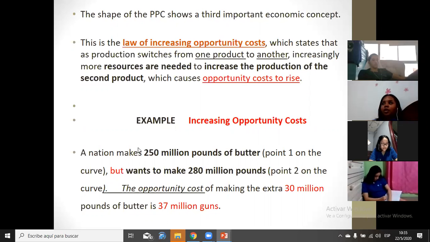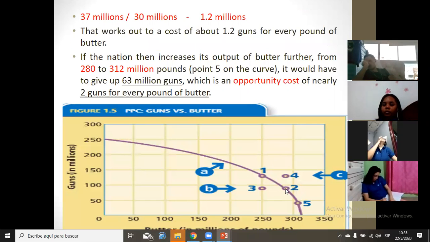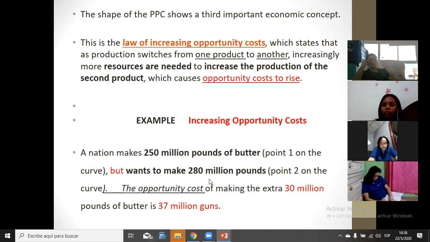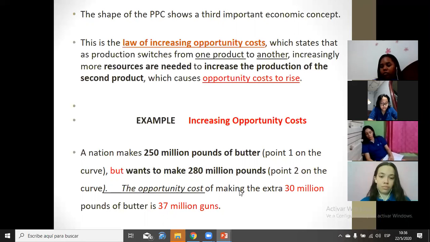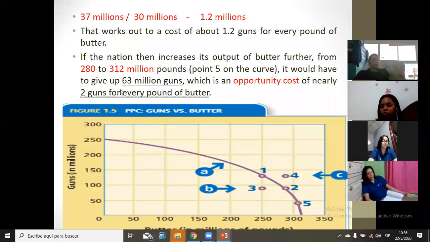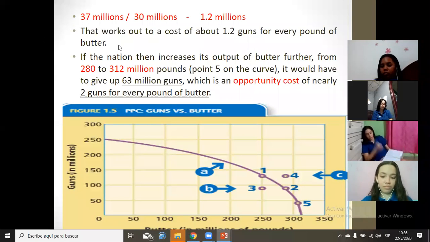Now over here, there's an example. A nation makes 250 million pounds of butter, point 1, but wants to make 280 million pounds of butter, point 2. Now they want to go from here to here. The opportunity cost of making this extra 30 million pounds of butter is 37 million guns that they are not going to produce. They are going to sacrifice that, that's the opportunity cost, in order to produce 30 million pounds of butter. This is the math I did over here.